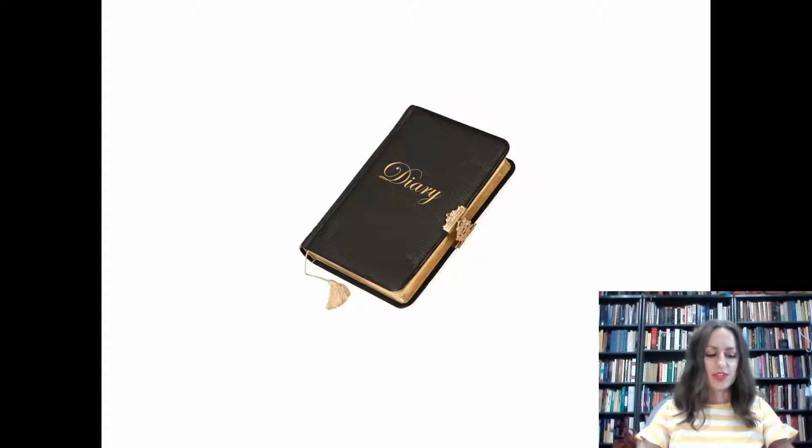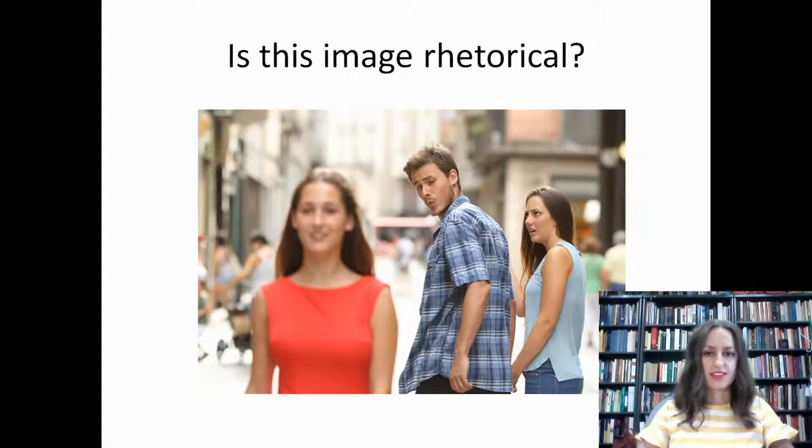Now, rhetorical objects are not just written things, right? Pictures can be rhetorical too. Images can be rhetorical too, right? Take a look at this image. Is it trying to communicate something? Is there a story going on here? Do we look at this image and know something, right? Is it communicating something to us? There's a little story going on here, right?